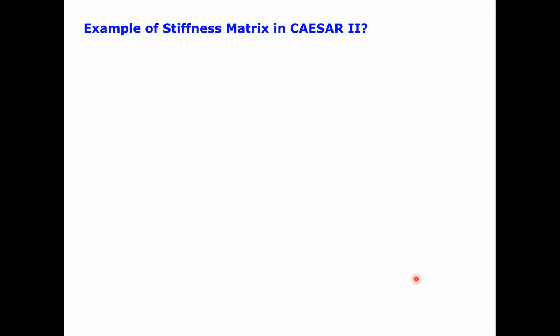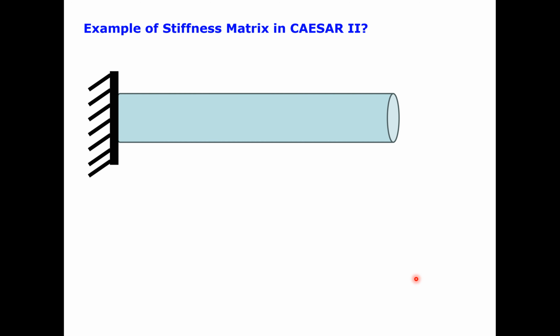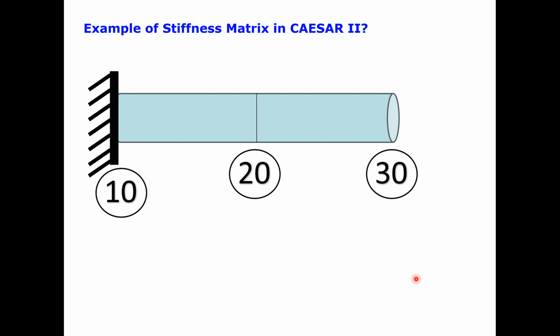Let's take another example, which will illustrate how Caesar assembles the global stiffness matrix and solves for the displacements. The example is: consider a straight pipe modeled as two beam elements with three nodes, node 10, node 20, node 30. It means the total length of the pipe is divided into two elements. Node 10 is an anchor, which is a fixed point. Node 20 is the midpoint of the pipe, and node 30 is free, where the load will be applied.